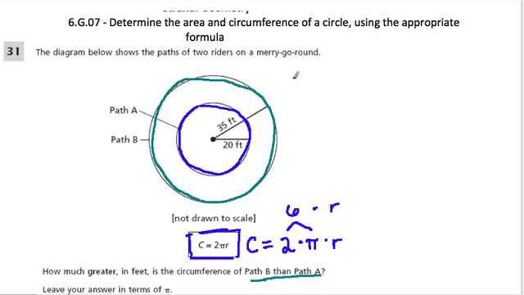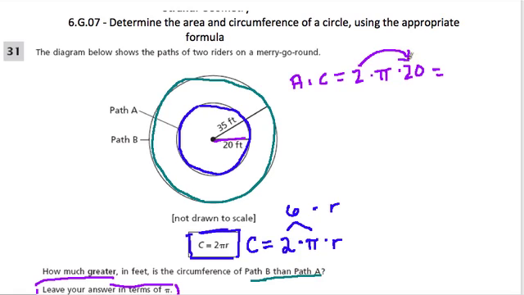Well, path A, the circumference equals 2 times pi times the radius, which is 20, times 20. Now it says here, leave your answer in terms of pi. So that means when you have a number multiplied by pi, just leave it. So here I'm going to multiply the 2 and the 20. I can multiply these in any order I want, which is 40 times pi, or 40 pi. So the circumference of the small circle is 40 pi.